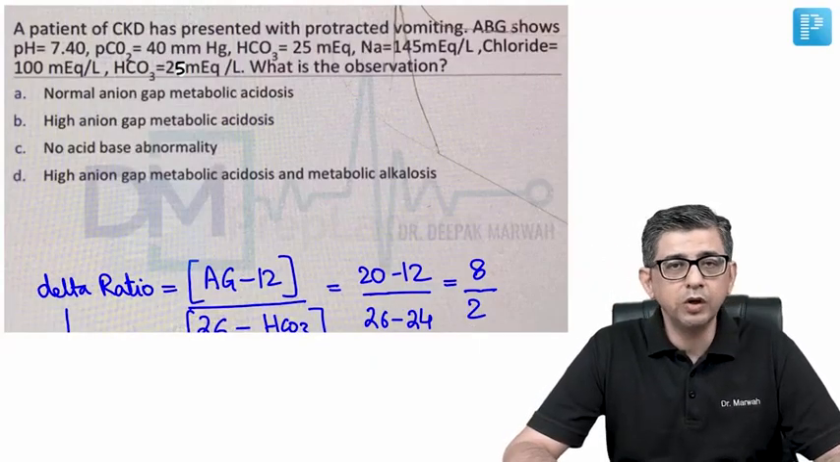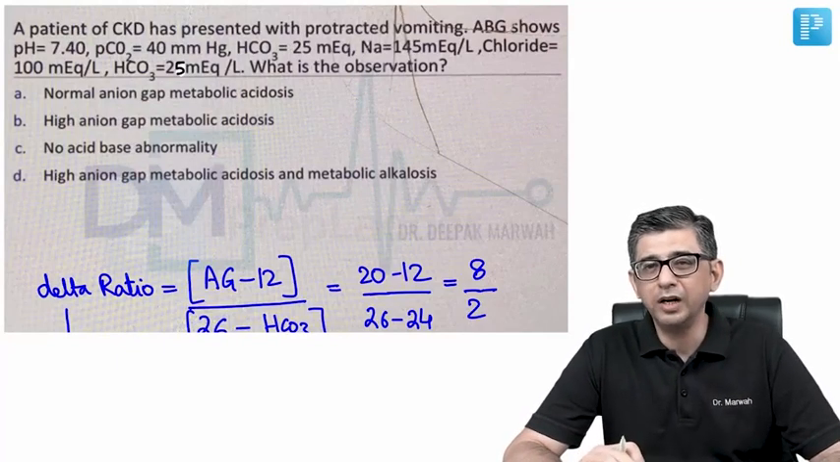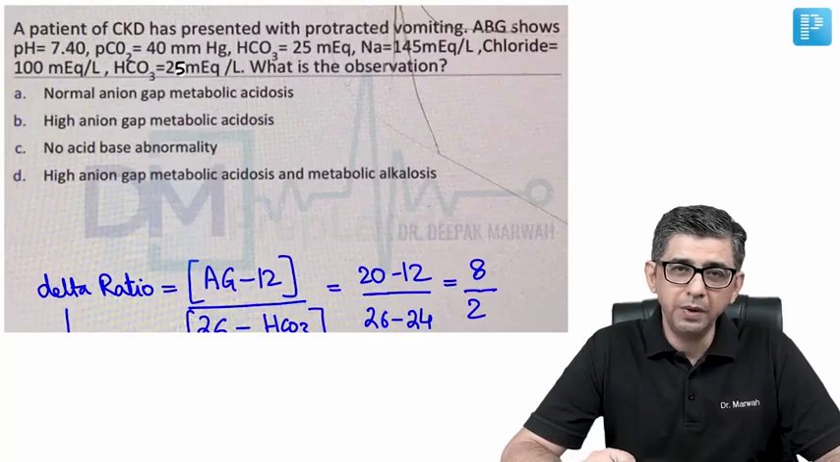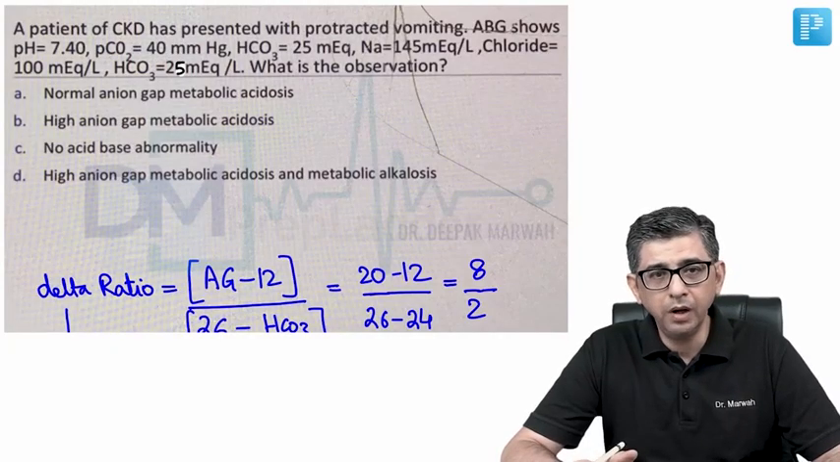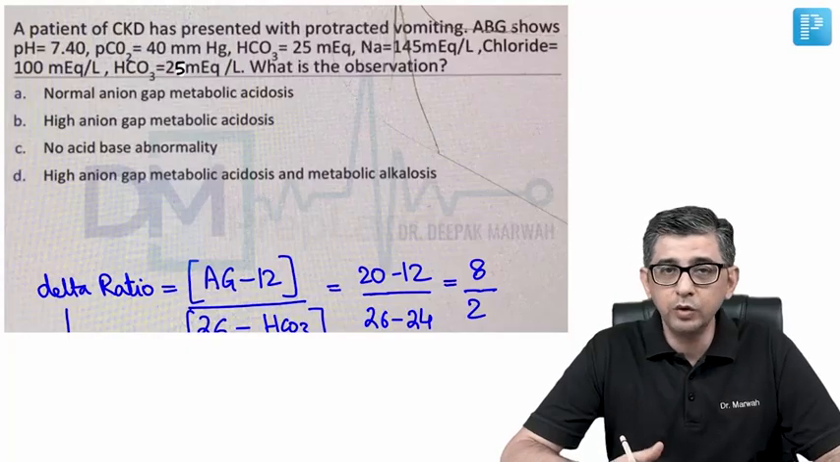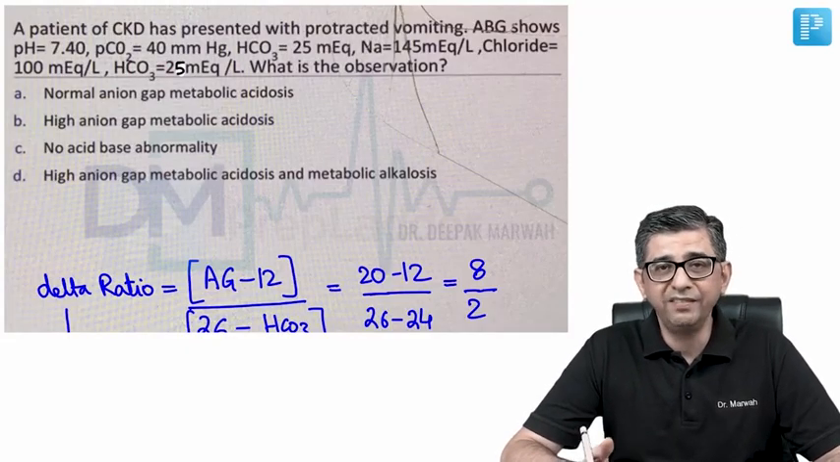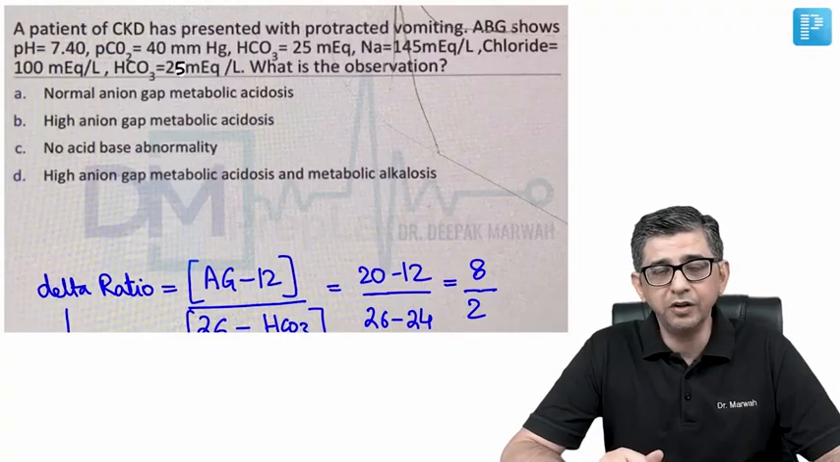Next up, I'll be discussing an MCQ of the previous years before you. That is, a patient of CKD is presented with protracted vomiting. The ABG shows a pH of 7.40, which is normal. PCO2 normal is between 35 to 45. Here the value is 40. So again, it is normal. The bicarbonate value of the patient is 25. Normal is the range of 22 to 26 milliequivalent.